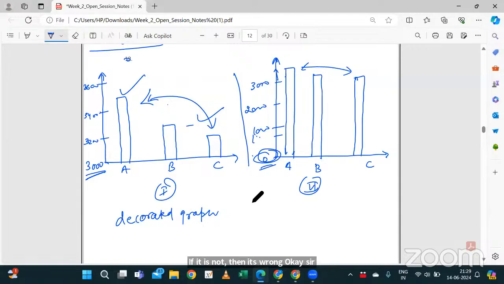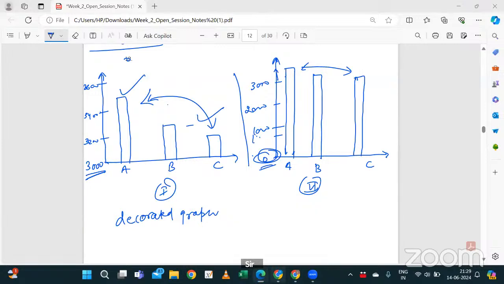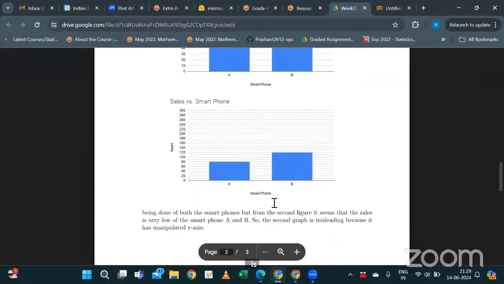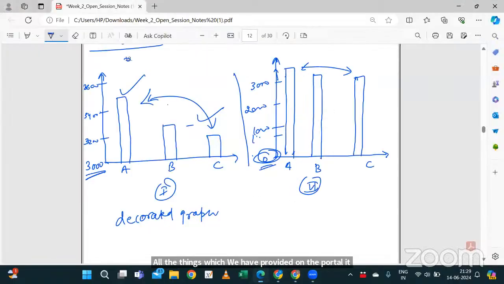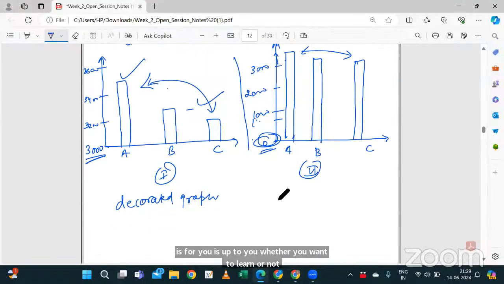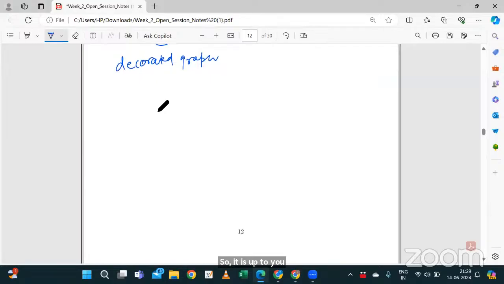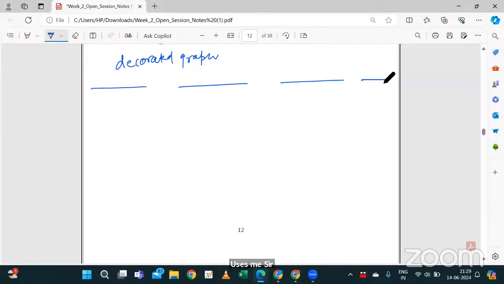First of all, finish all the concept. Sir, there are tutorial classes. Is it necessary to study from them? All the things which we have provided on the portal, it's for you. It's up to you whether you want to learn or not. So it's up to you how you are going to understand the things. Sir, could you explain this once again, decorated graph?